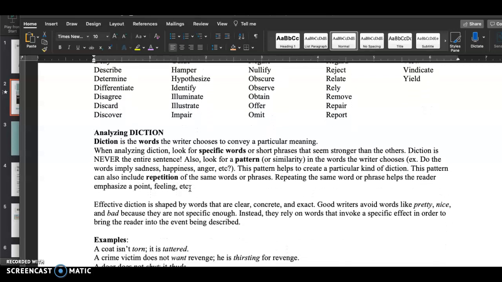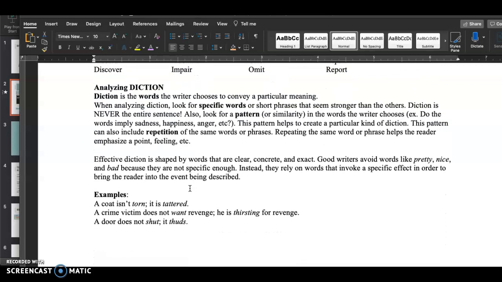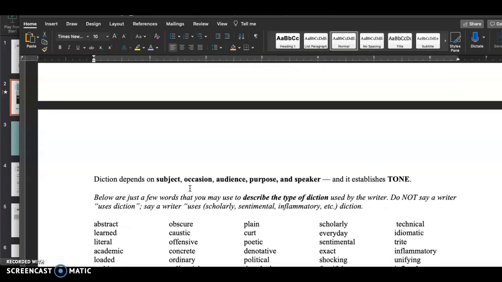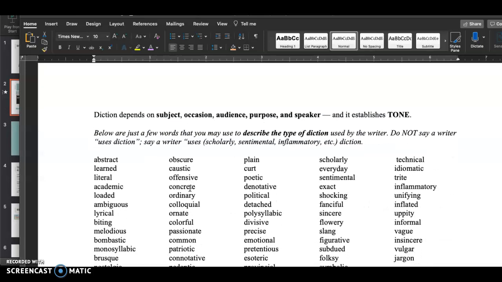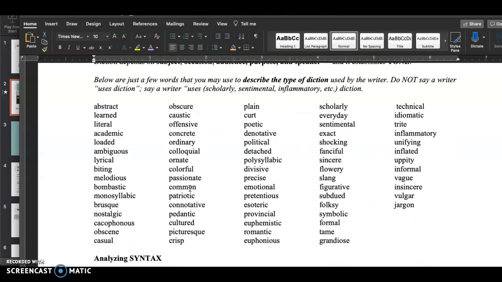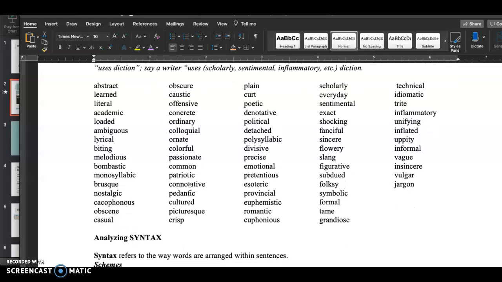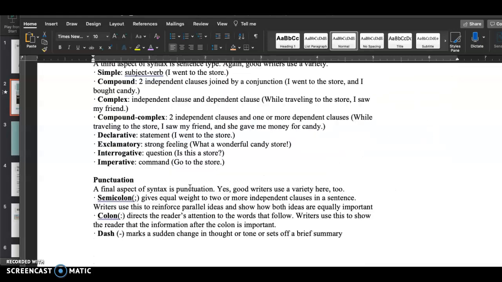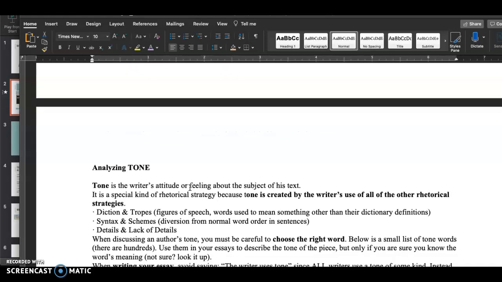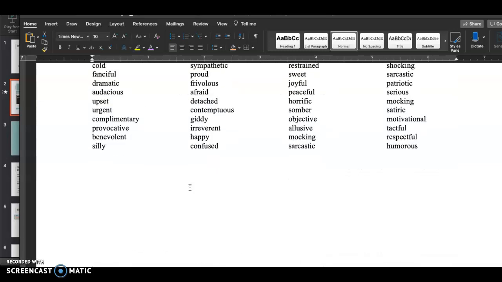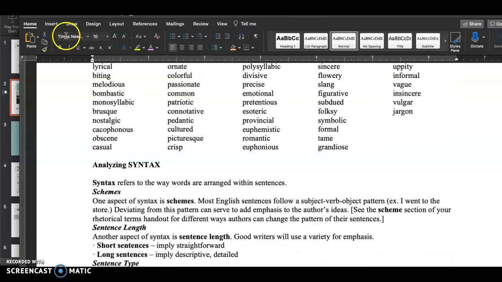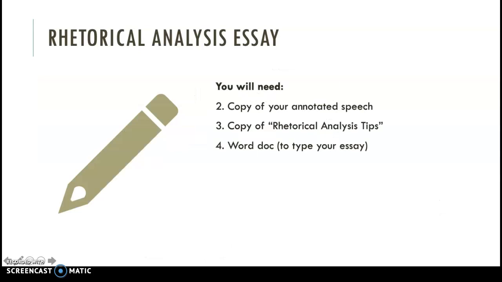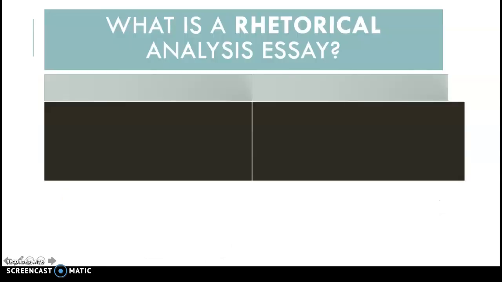It also has some tips on analyzing diction, which we have done quite a bit of in class. It has some terms for looking at diction, tone, syntax. So this is just a useful little resource for you all. Lastly, you're just going to need a Word document to type your essay.